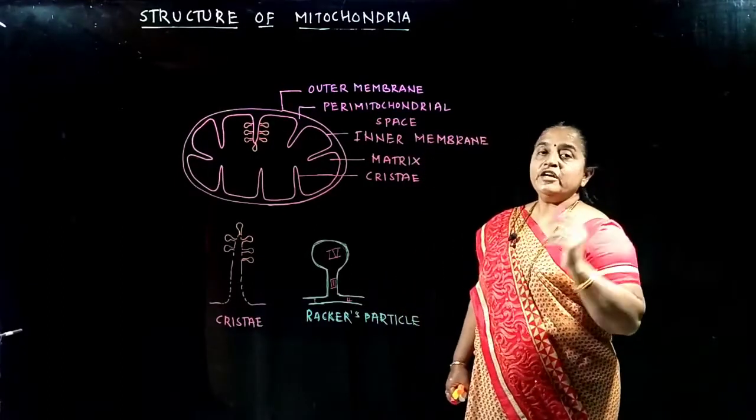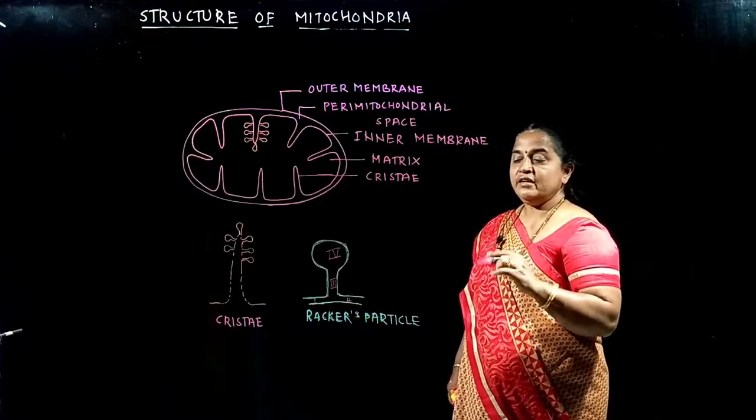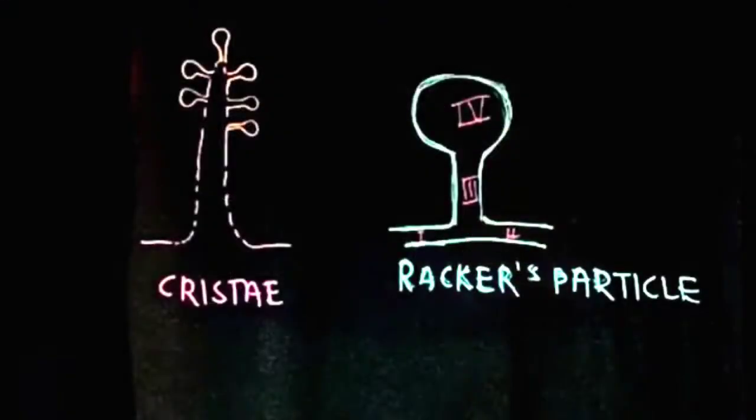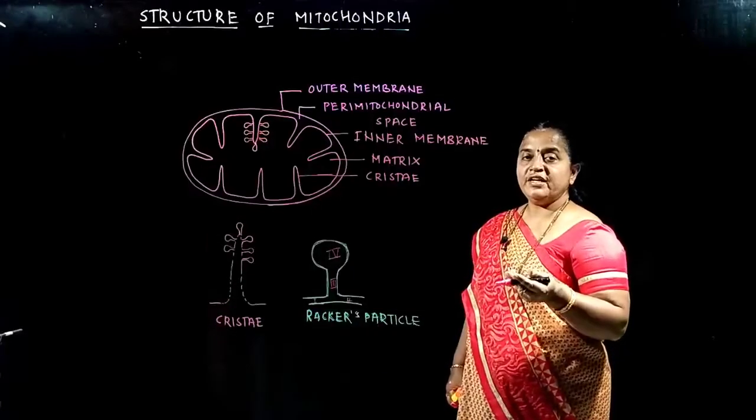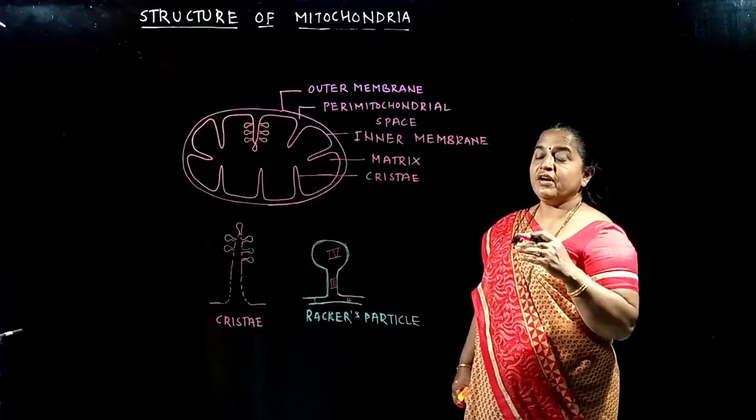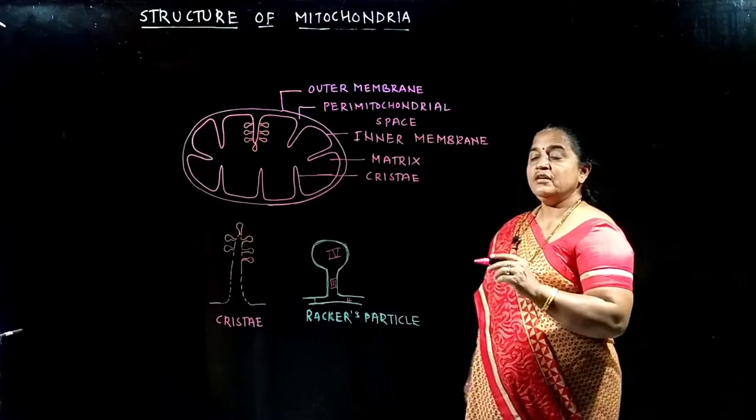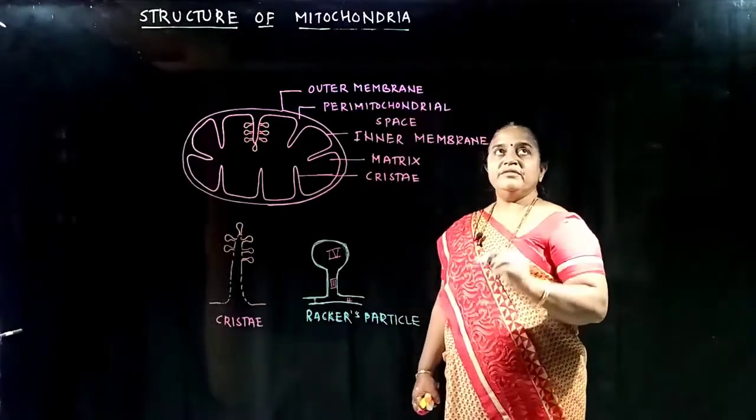In Unit 4, under the topic respiration in plants, we are learning the electron transport system of Racker's particle, known for production of ATP. It is known as oxidative phosphorylation. In that topic, we are covering the actual mechanism of ATP production. So here, I'll just explain it to you in brief.